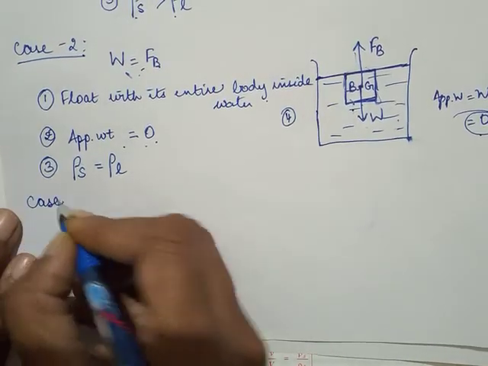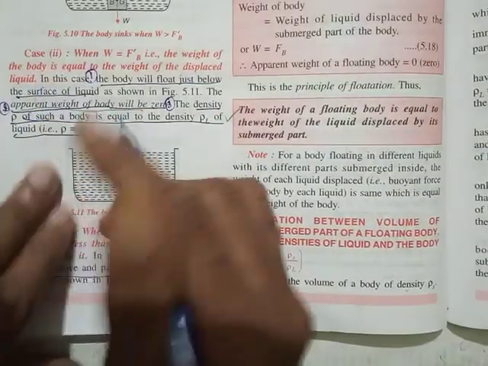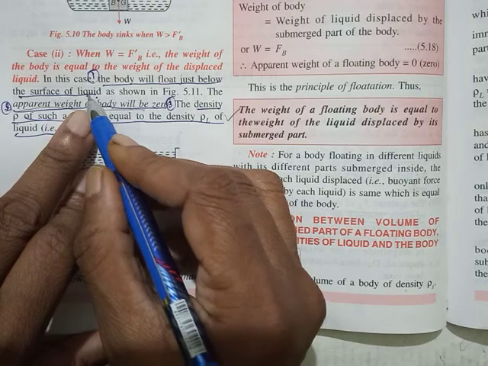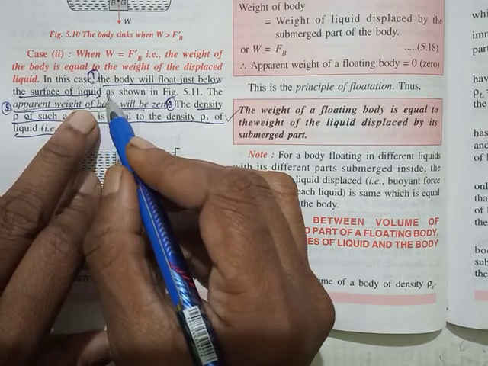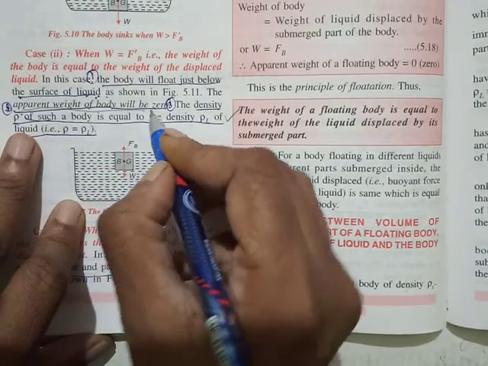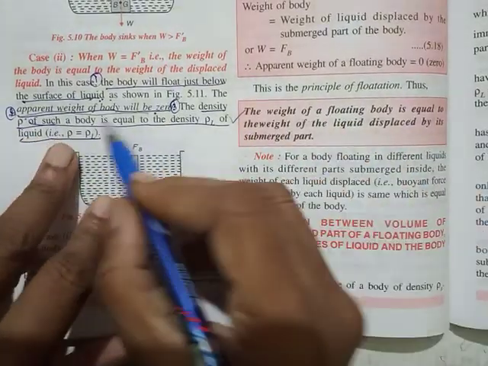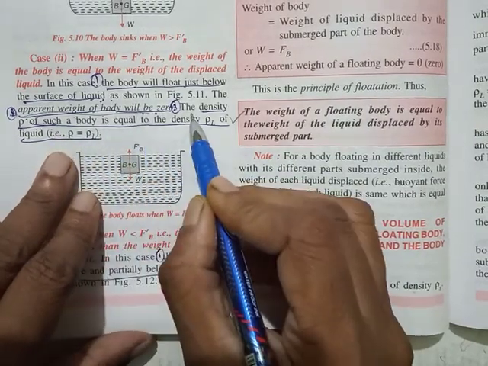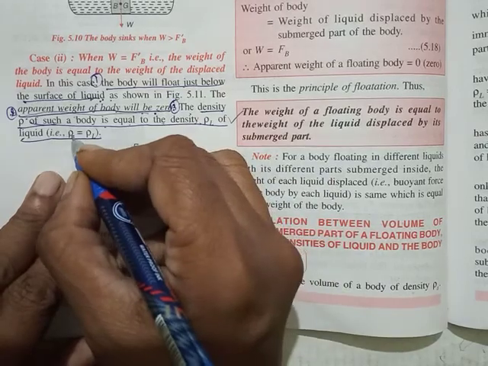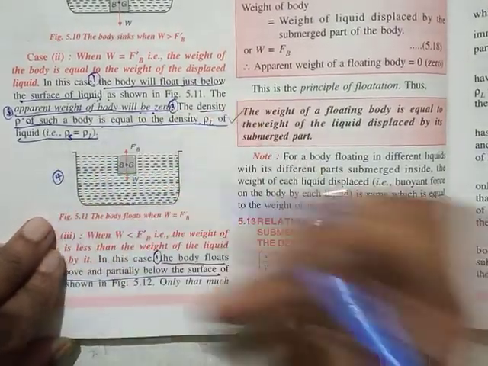Then case 3. Now before that, we'll mark it quickly. Case 2. First one, body will float just below the surface of liquid. Not water, it can be any liquid. Second conclusion, apparent weight of the body will be 0. Third conclusion, density of solid will be equal to density of liquid. And the fourth point is the diagram.